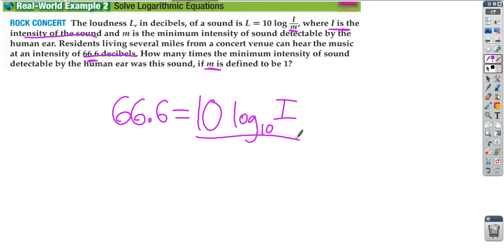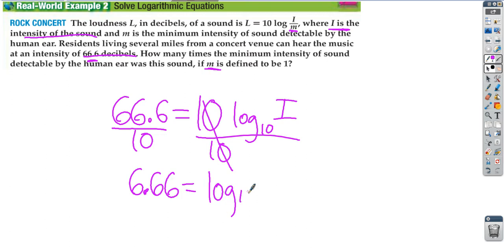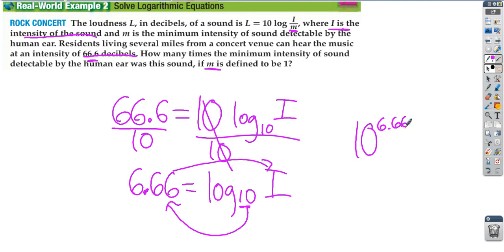Alright, so first of all, let's get rid of this 10 right here by dividing by the 10. And when we divide this by 10, we get 6.66 equals the log base 10 of I. This book seems to like using that number a lot for some reason, I'm not sure why. Now we want to change this to exponent form, so this number raised to that power equals that answer. So 10 to this number is equal to the intensity of that sound, and whatever that turns out to be, 10 to the 6.66, that's going to be how many times the minimum intensity of sound. So it looks like quite a large number.